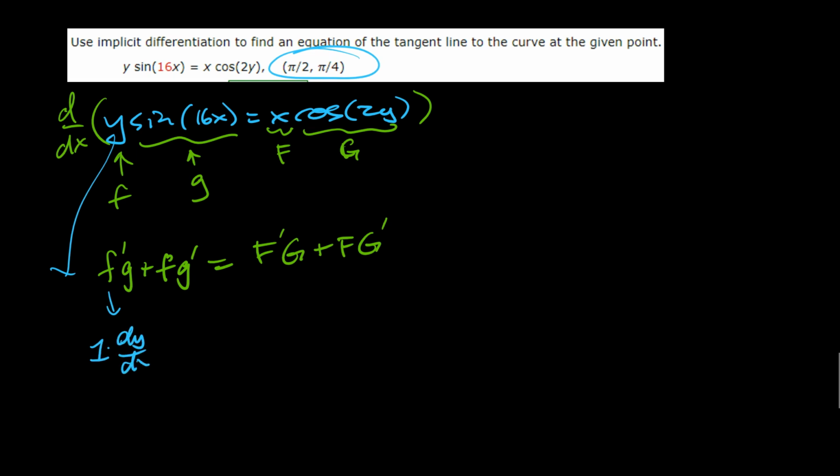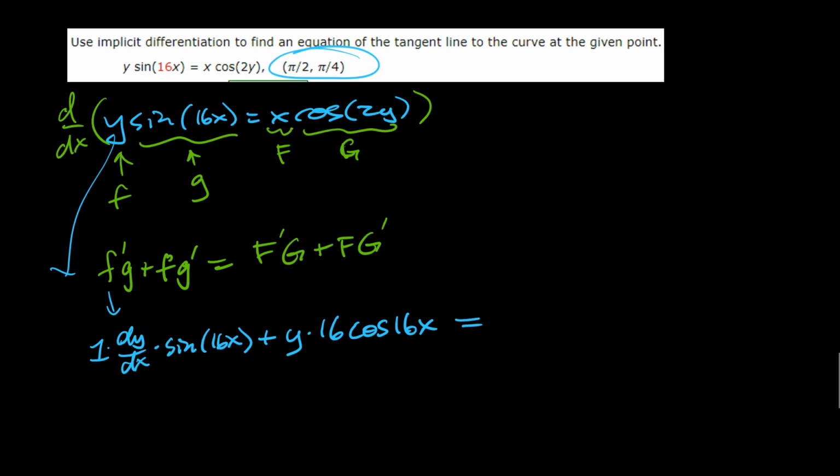Anytime you see a y, you take the derivative with respect to y, and then you write down dy/dx. It's the chain rule. We multiply that times g, which is sine of 16x, plus f, which is y, times the derivative of g. That's just 16 times the cosine of 16x. Since there's no y in this term, we don't need to write dy/dx.